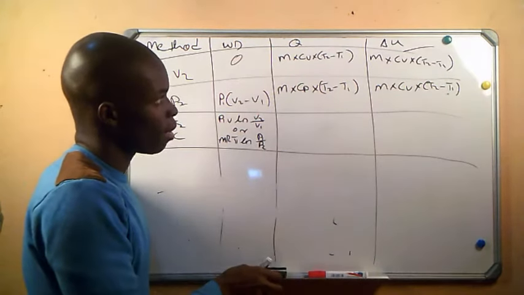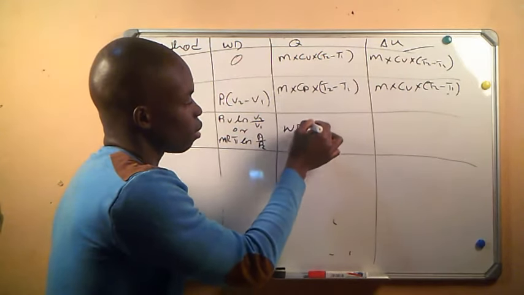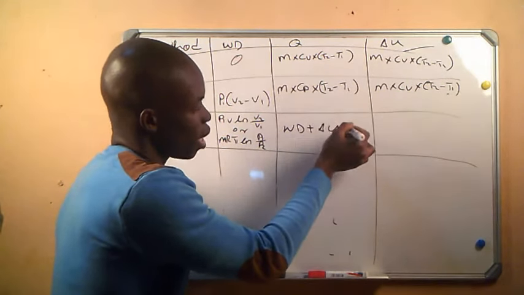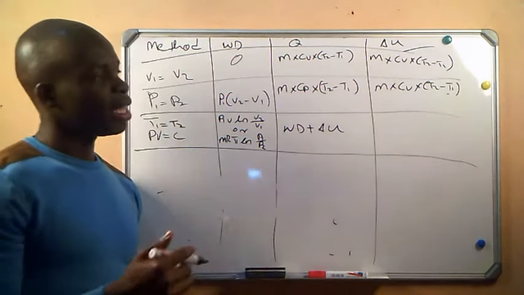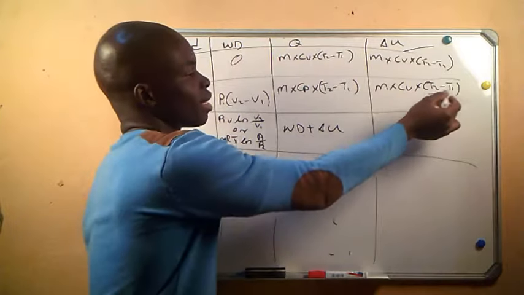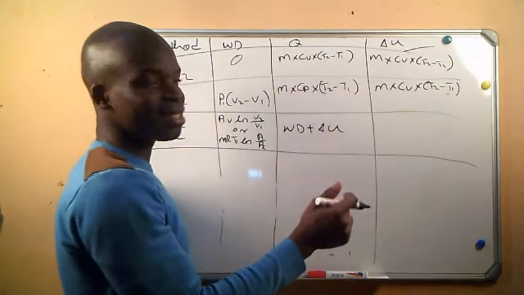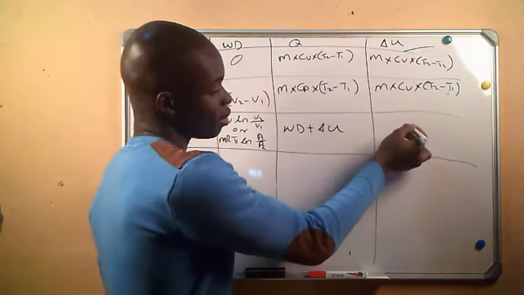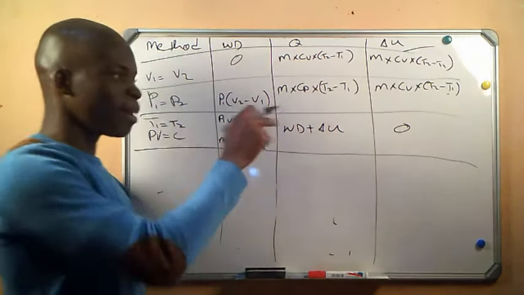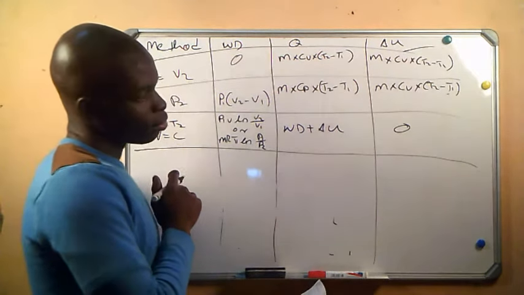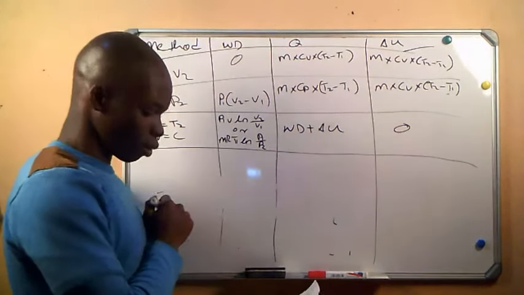So our Q will be given by work done plus change in internal energy. Since the change in internal energy is as a result of temperature increase or temperature decrease, in this case it will be 0, because our temperature is constant. So the change in internal energy is 0.